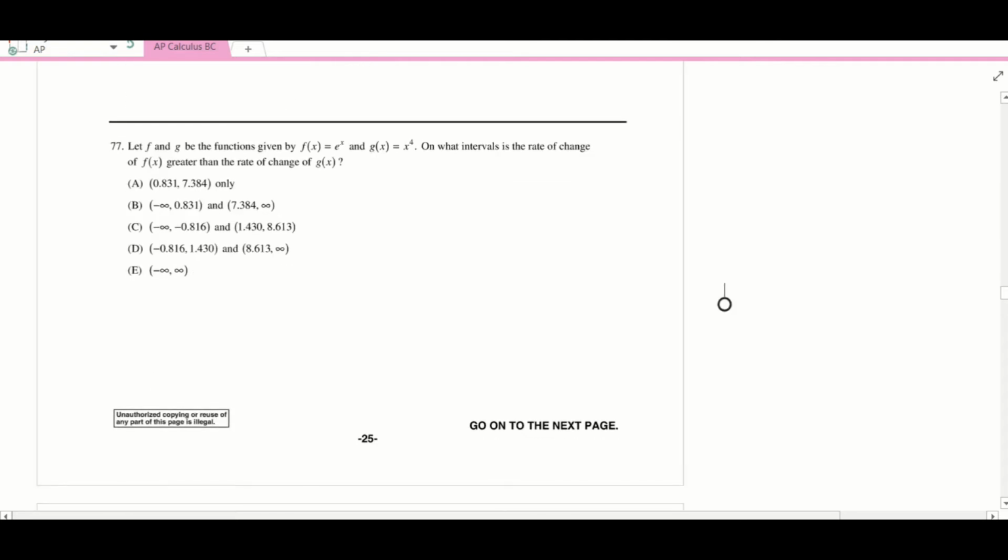Alright, let f and g be the functions given by f of x equals e to the power of x and g of x equals x to the power of 4. On what intervals is the rate of change of f of x greater than the rate of change of g of x? Well, this is pretty simple. We just want when f prime of x is greater than g prime of x. Well, what's f prime of x? It's just e to the power of x, and what's g prime of x? It's just 4x to the power of 3. So, when does this hold?